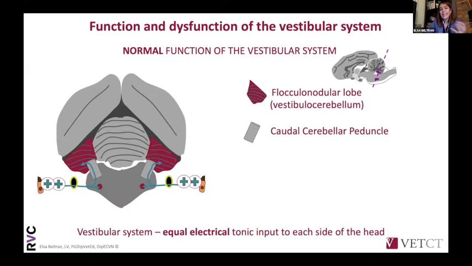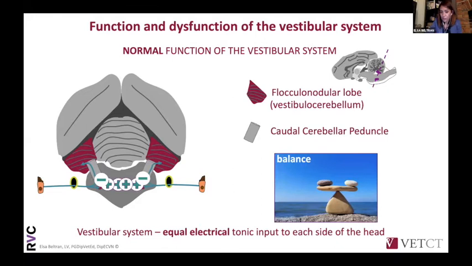And again, electrically, we have electrical activity coming from the inner ear. It will always be positive electrical activity. And remember that when the cerebellum sends information, like efferent information, it will always be inhibitory. So the cerebellum always inhibits. And then we get a balance, we don't have any disturbances.